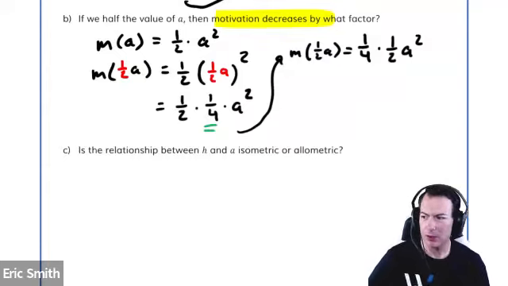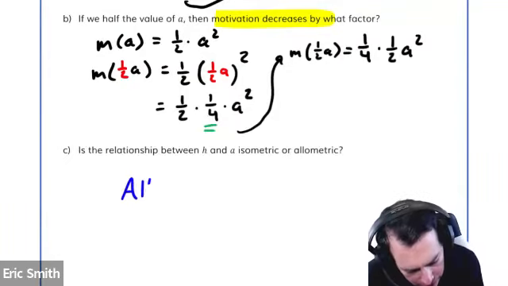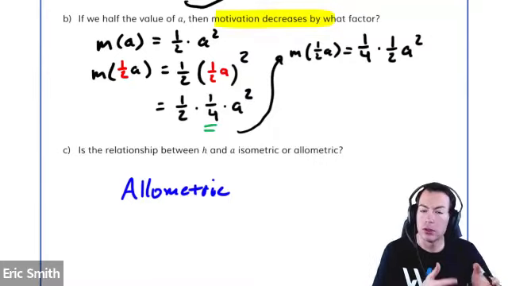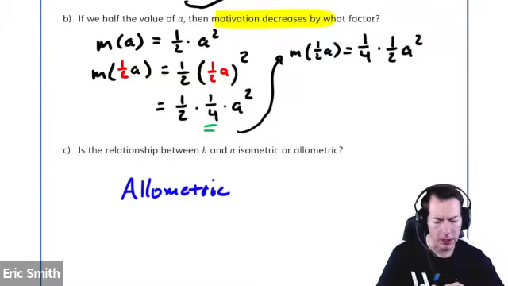Excellent. Yes, I would agree. This is definitely allometric. And of course, you can see this in a couple of different ways. If you're looking at the equation, it has an exponent that's not equal to 1. Since we're dealing with happiness, it had an exponent of 4. Yeah, that's definitely allometric.